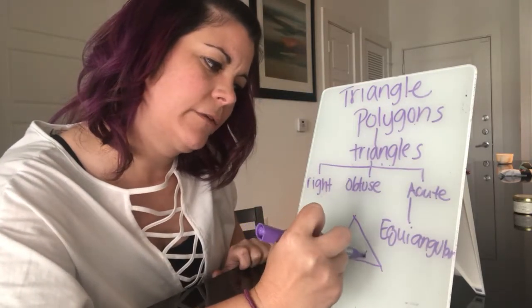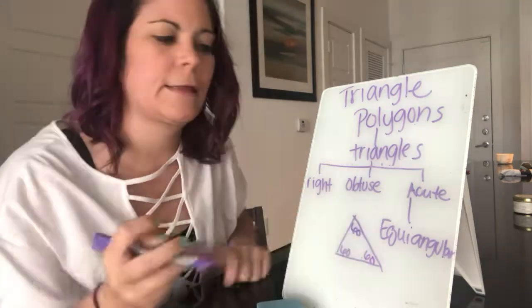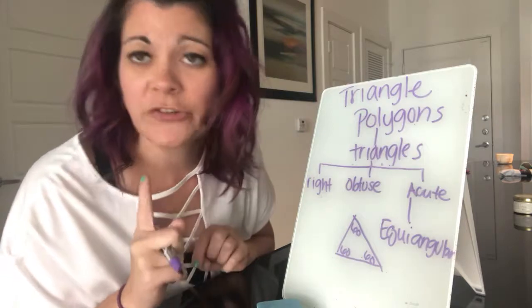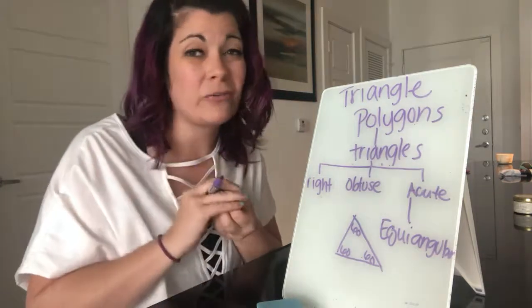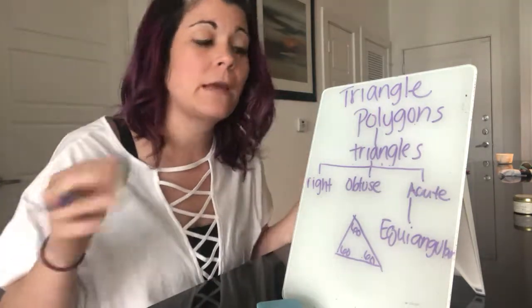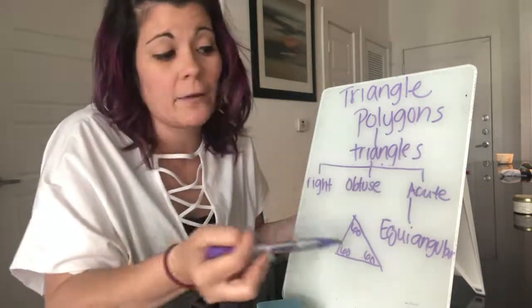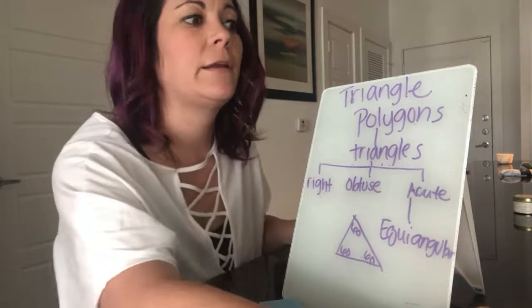Equiangular means that all angles are the same. If they're all the same, they all have to be 60. The reason is that all triangles add up to 180 degrees, and they all have three angles. So 180 divided by 3 is 60. So it can only be 60 if it's equiangular, which is an acute triangle because it's below 90 degrees.